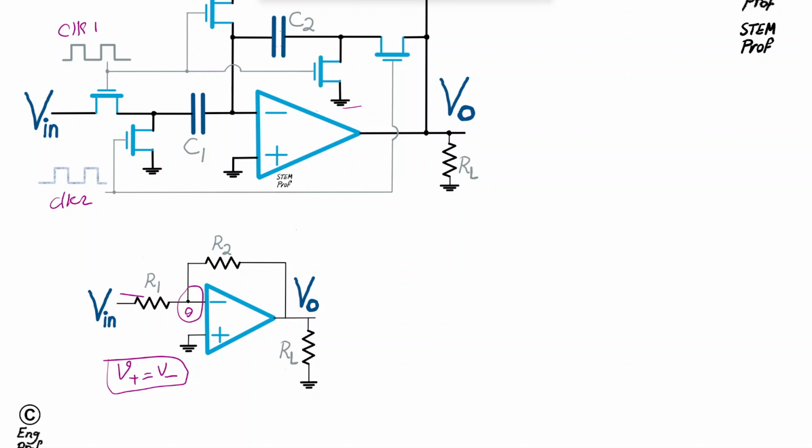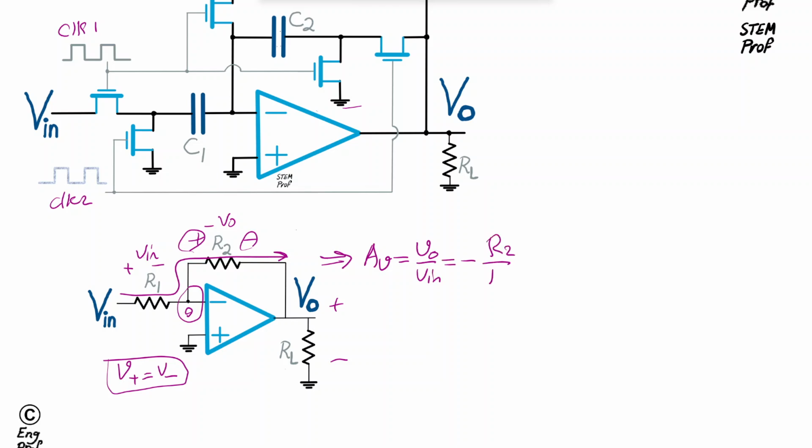Writing a KCL here, the current going this way should be the same for R1 and R2. That means given the voltage drop across R1 is Vin, and the voltage drop across R2 is negative Vout because of the polarity compared to Vout, it's easy to compute the well-known gain for the inverting amplifier, which is Vout over Vin equal to minus R2 over R1. That's well known, nothing new about it. I just wanted to confirm that this is what we are chasing now.